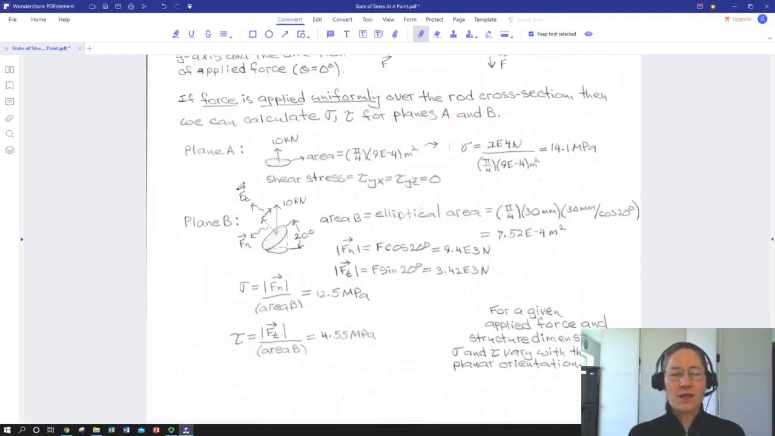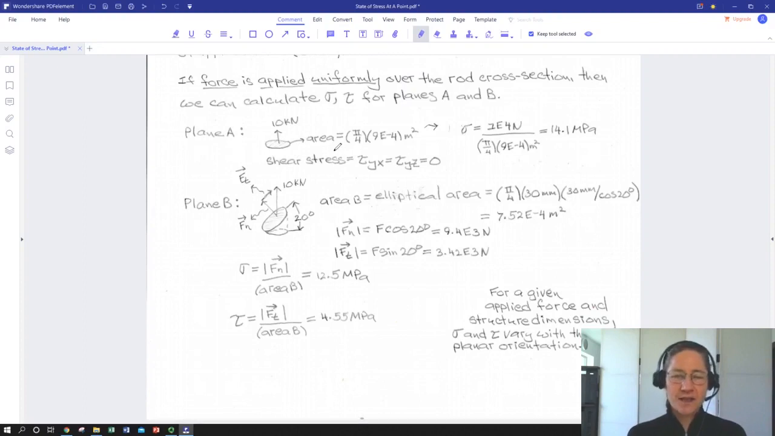So let's see what happens when we apply this 10 kilonewtons to a plane that is perpendicular to the direction of applied stress, and then one that's tilted at 20 degrees. In our case, we're looking at that plane that's normal to the applied stress. We just have our area of pi over 4 times d squared. So we end up with nothing but normal stress. Shear is 0 in both the y-x and the y-z, both orthogonal directions. And we have 14.1 megapascals of normal stress.